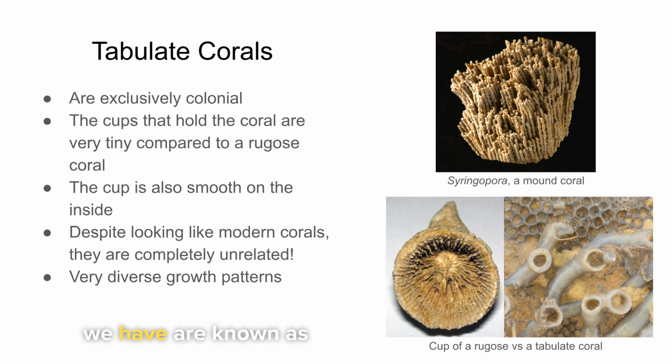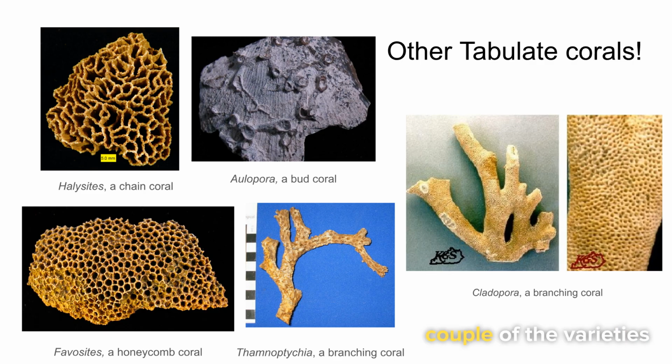The next type of coral that we have are known as tabulate corals, and these are exclusively colonial, so we're only going to find them in groups. But the cups that hold these corals are very, very tiny compared to that of a rugose coral. Also, if you look at the inside of a tabulate coral cup, it's going to be very smooth. But if you look inside of a rugose coral, they're going to have ridges that all go towards the center. Despite looking like modern corals, they are completely unrelated, but they still had a very diverse set of growth patterns. These are just a couple of the varieties of tabulate corals that we have here in New York.